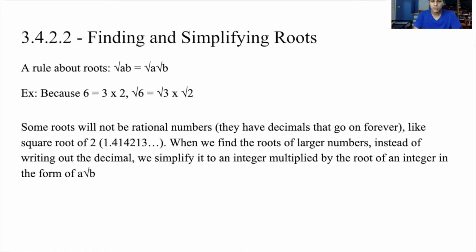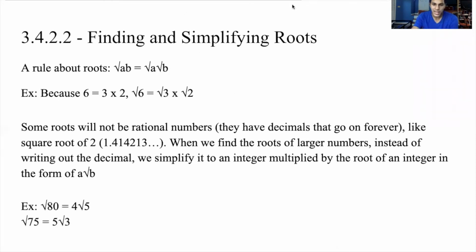So instead, when we find the roots of larger numbers that have an irrational root, instead of trying to write out all the digits in that decimal, because we can't since it goes on forever, we simplify it to an integer multiplied by the root of another integer, in the form of a times the square root of b. So when we have the root of a big number that has an irrational root, instead of finding that irrational root, we just simplify that root down. Here's what that looks like in practice.